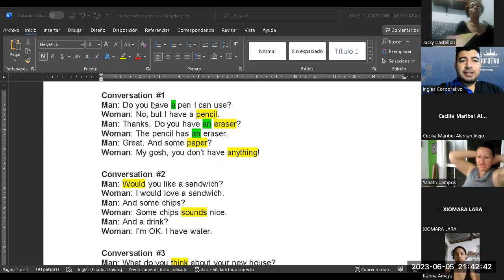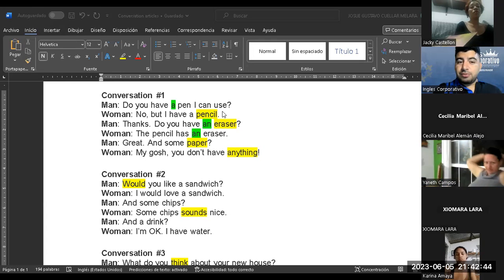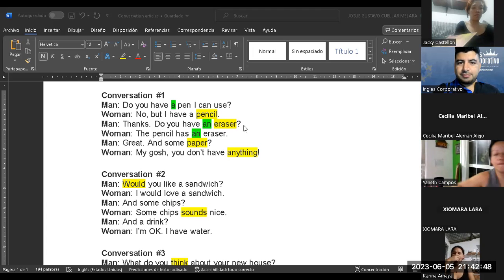Le dice, ¿tienes un lapicero que puedo usar? No, pero tengo un lápiz. Gracias. ¿Tienes un borrador? El lápiz tiene un borrador. Genial. Y algo de papel. Y le dice, my gosh, mi Dios. You don't have anything. No tienes nada.